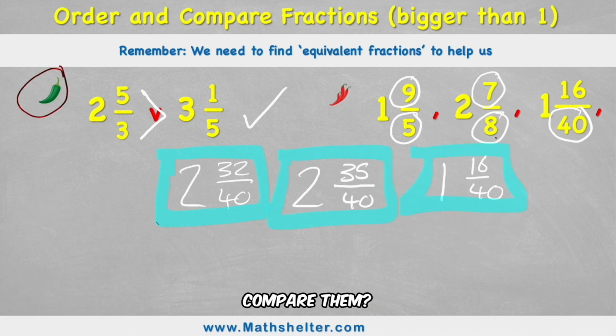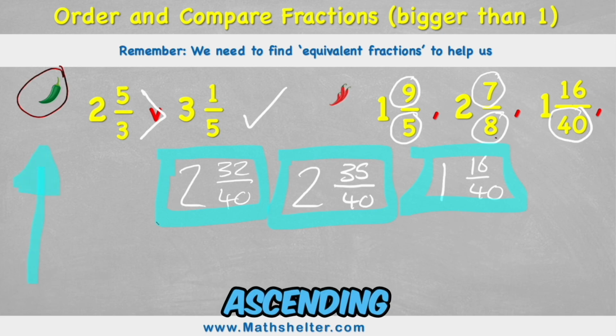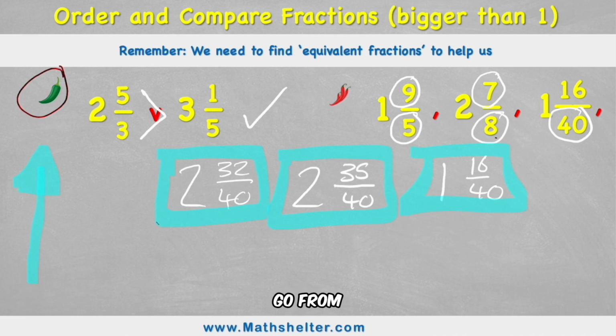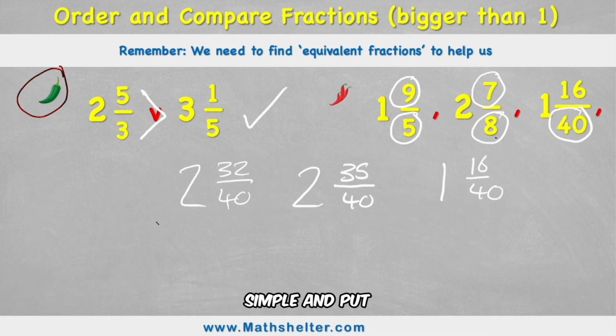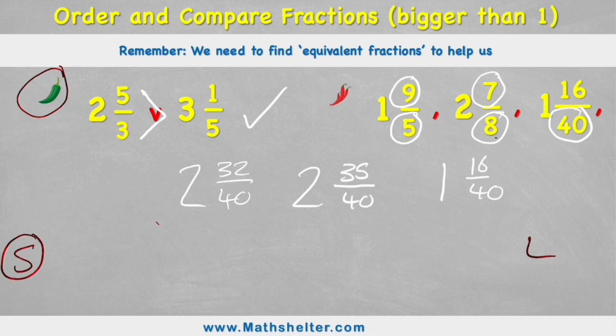How are we going to compare them? Well, we have 2 choices. I can either compare them in what's called ascending order, which means I'm going to go from smallest to largest, or I could order them in descending order, which would be from largest to smallest. I'm going to keep things simple and put them in ascending order. So I'm going to have my smallest over here and my largest over here.